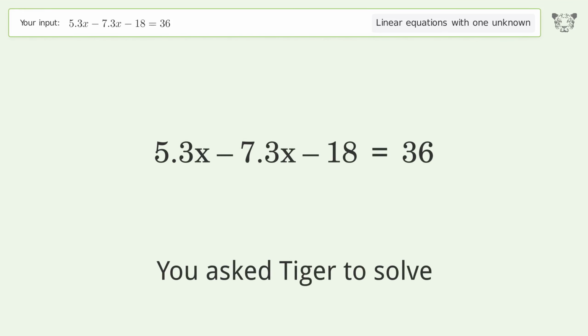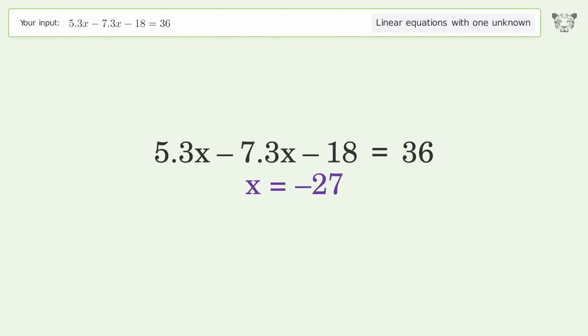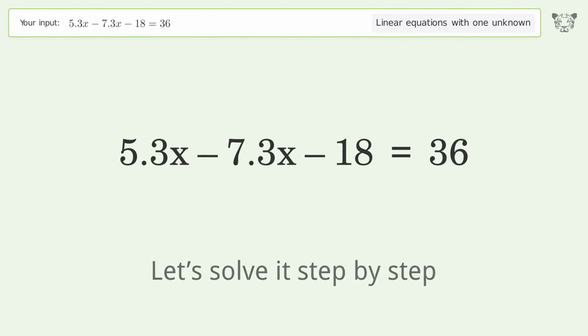You ask Tiger to solve this. This deals with linear equations with one unknown. The final result is x equals -27. Let's solve it step by step.